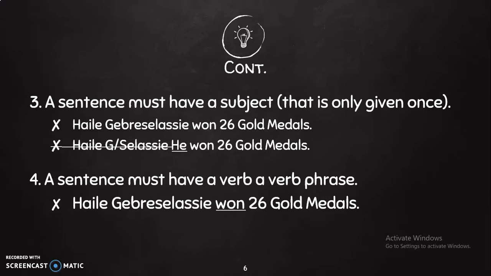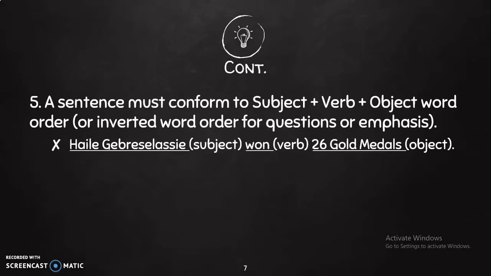Fourth, the sentence must have a verb or a verb phrase. Look at the example. We have the verb won here. And then comes fifth, a sentence must conform to the SVO word order, that is subject plus verb plus object. Sometimes we can invert the word order for questions or for emphasis. As you can see here, Haile Gebrselassie is the subject, the verb is won, and the object is 26 gold medals.